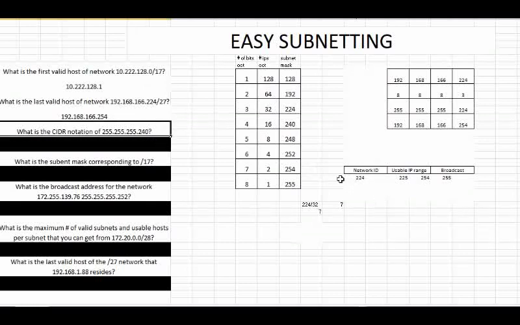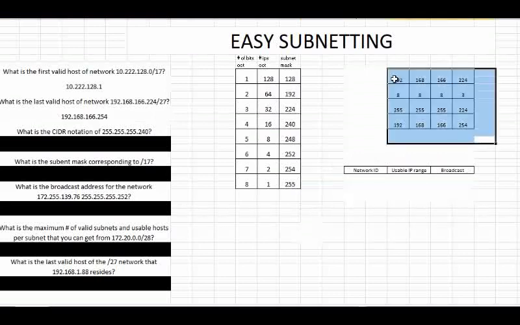All right, well, let's clear this off. Let's work on the next question here. What is the CIDR notation of 255.255.255.240? Well, this is a real quick, easy one. So you've got 255, 255, 255, 240.